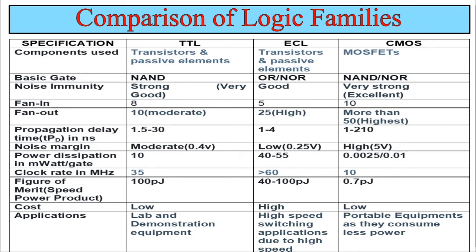And the last important specification is applications. Applications of TTL families are, it is generally used for laboratory purpose and demonstration equipment. Then ECL ICs are used in case of high speed switching applications. And CMOS is used in portable equipments, because they consume very less power.